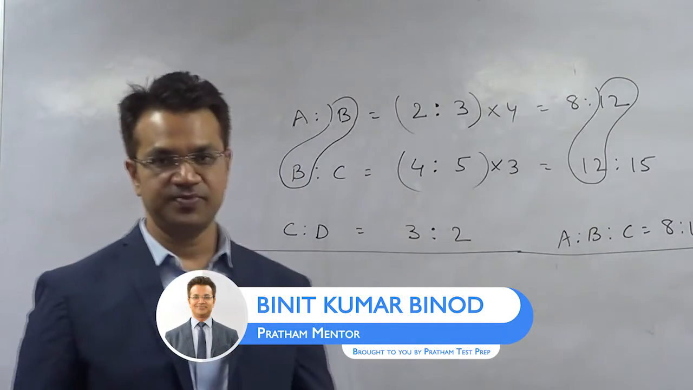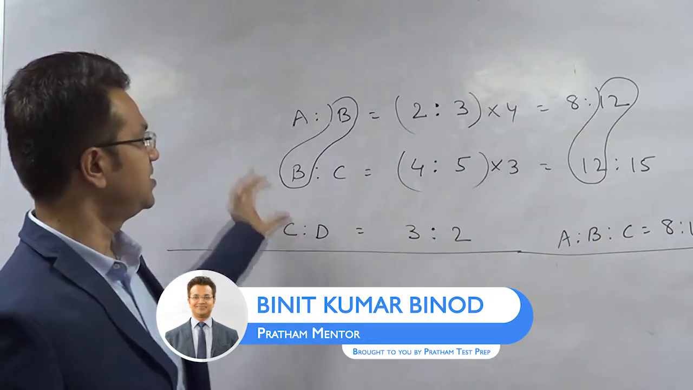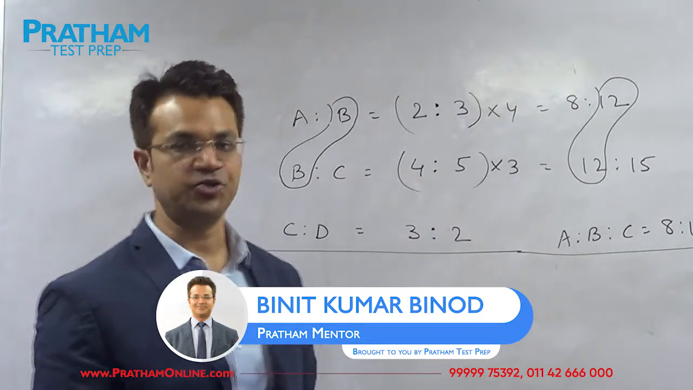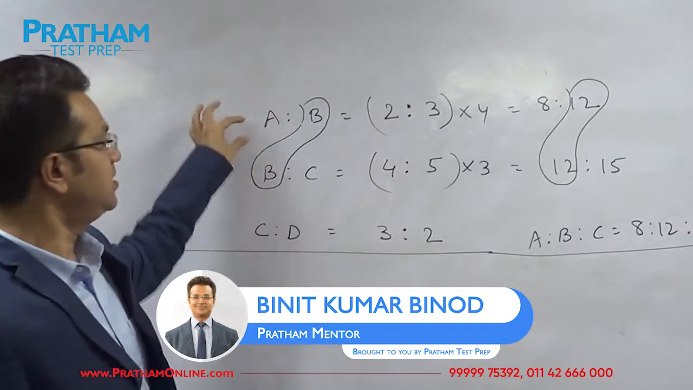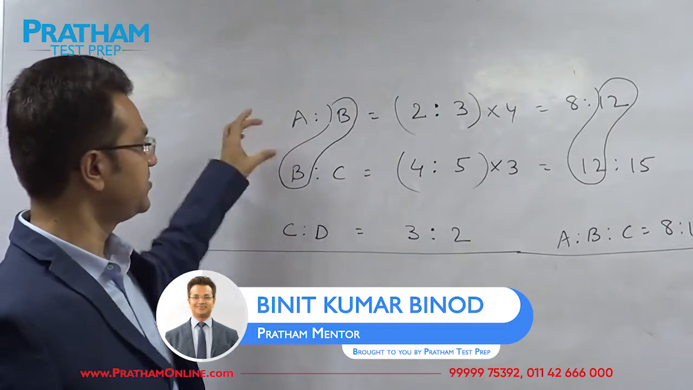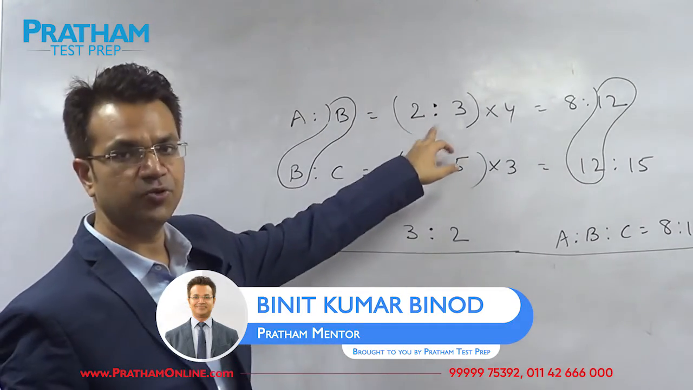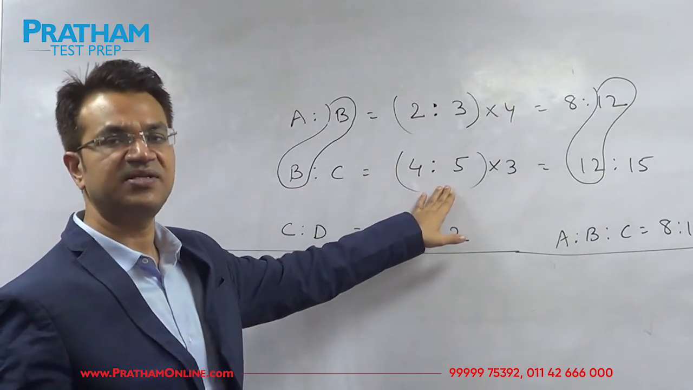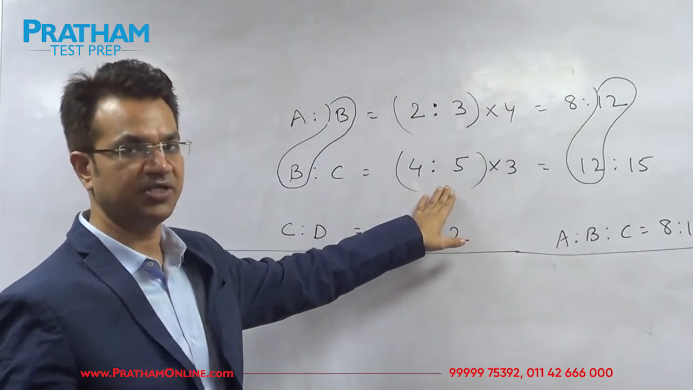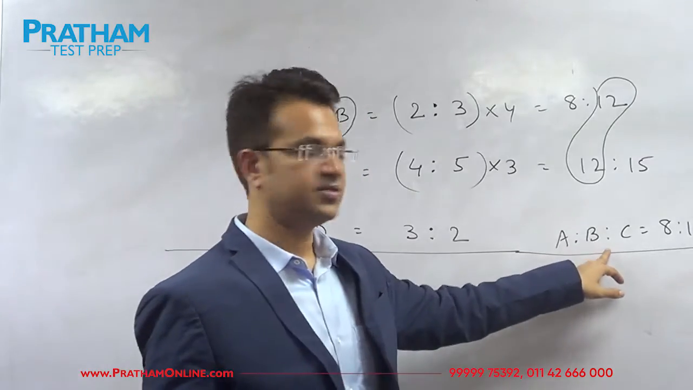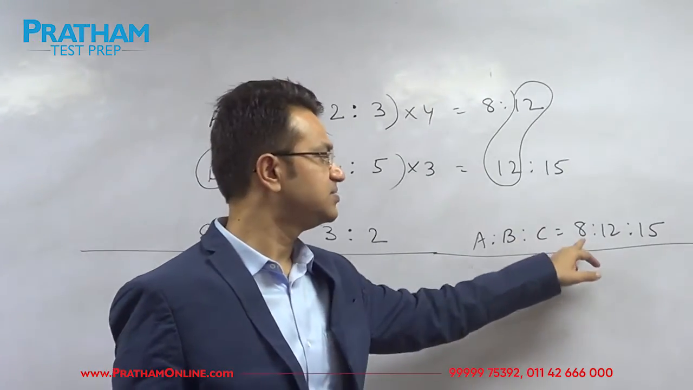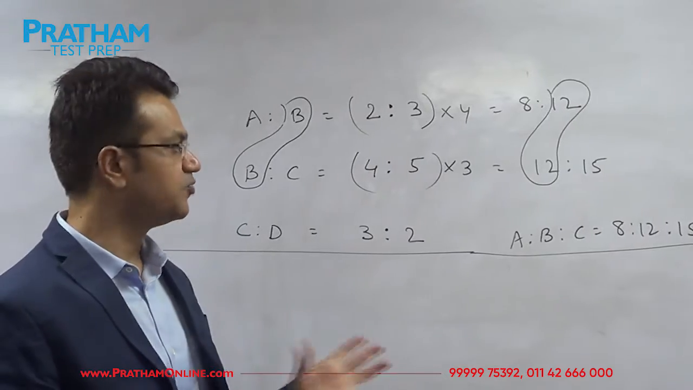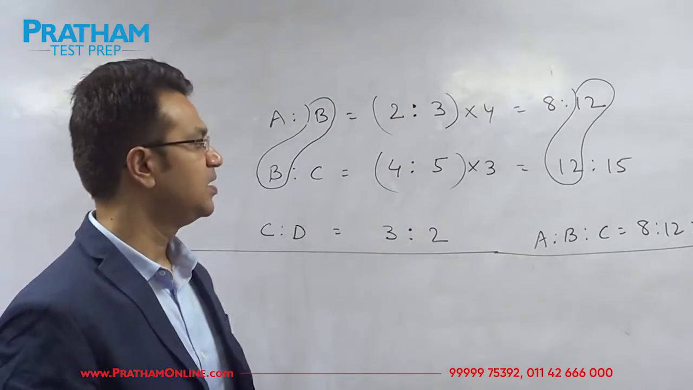So in the last video we saw how to find the common ratios when three quantities are given. Just to recap, A is to B was given as 2 is to 3, B is to C was given as 4 is to 5, and we were interested in knowing how to find A is to B is to C, and we were able to find it. A is to B is to C is 8 is to 12 is to 15. That is how we found it in the last video.